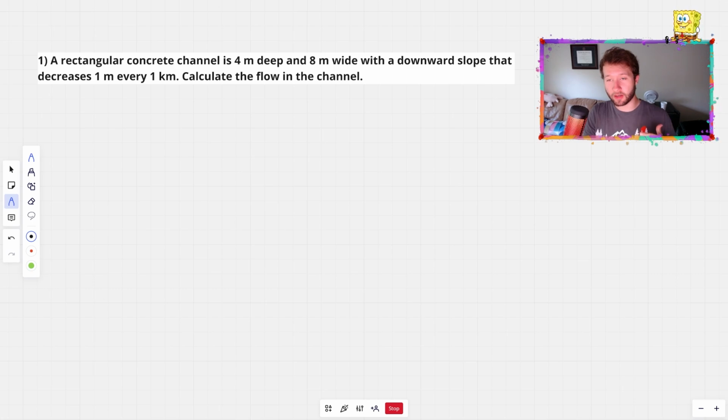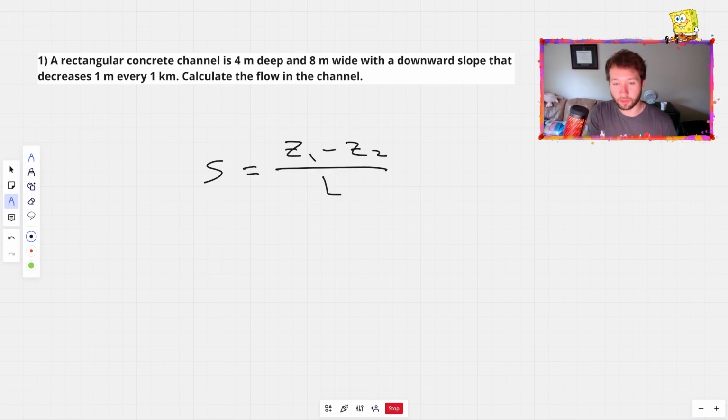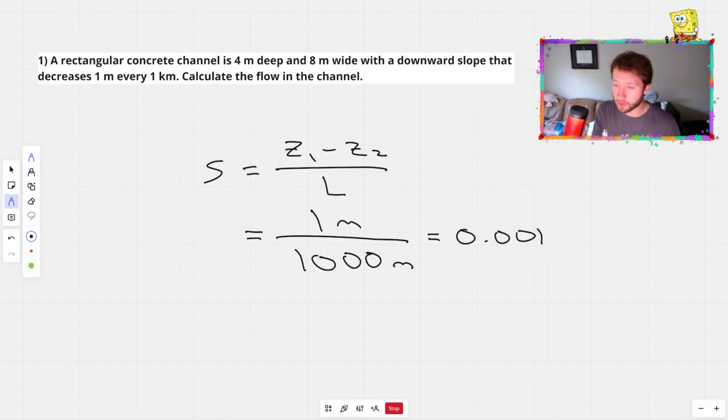I said earlier we had our slope, which was technically not true. I meant we had everything we need to find the slope. That'll just be rise over run. So slope is going to be equal to Z1 minus Z2 over L. We were told the slope decreases 1 meter every 1 kilometer. So Z1 minus Z2 is just going to be 1 meter. Then 1 kilometer is 1,000 meters. So our slope is going to be 0.001 meter per meter. So now we have everything to solve for the flow.